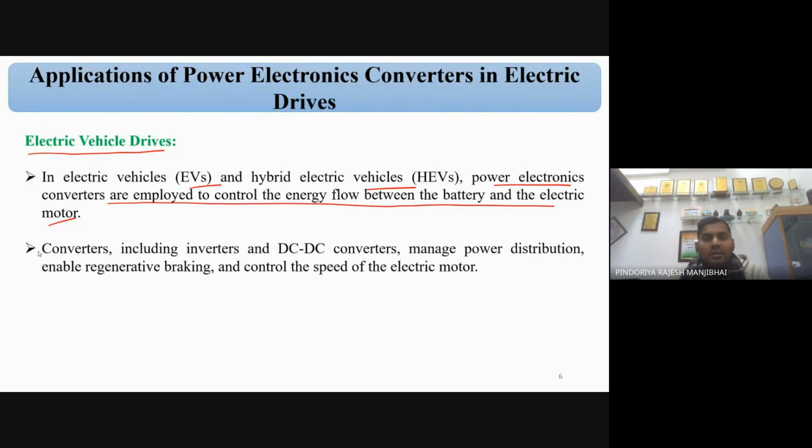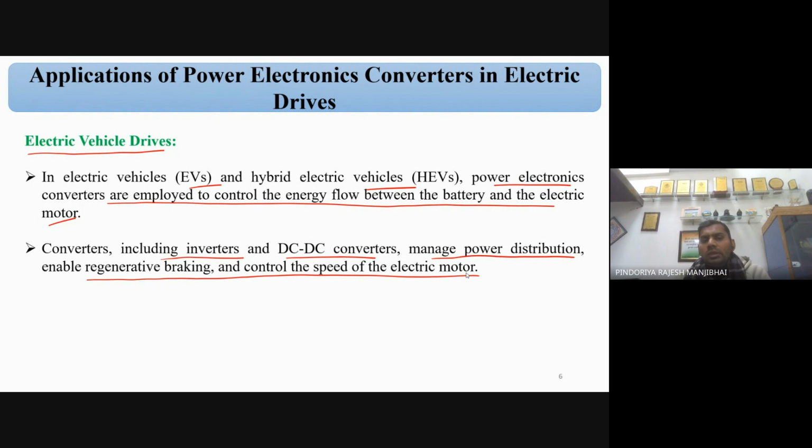So ultimately we can say the power electronics converter is nothing but the heart of any application. It is not only for electric vehicles, it is not only for communication signals, but in any application, everywhere we are using the power electronics converter, because we have to control the voltage, the current, and the frequency. Converters include inverters and DC-DC converters, manage the power distribution, enable regenerative braking, and control the speed of the electric motor.